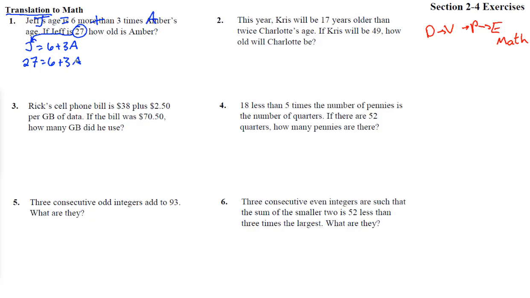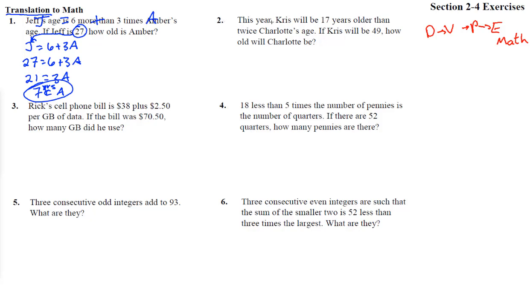How old is Amber? Find the A. That's the key. So subtract 6 from both sides. We get 21 equals 3A. Divide by 3, and A equals 7. So we get that Amber is 7 years old. Cool. It's like magic undoing all of that weird English stuff.